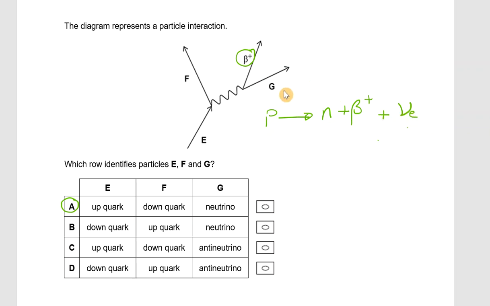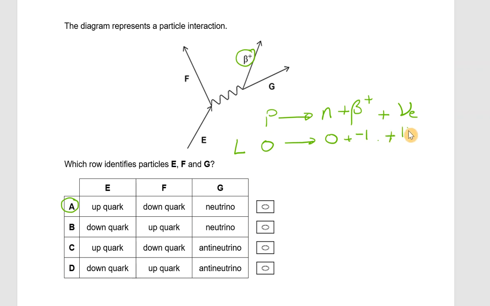However, let's say we don't fully remember this particle interaction. We could work out what this particle is here. We know that lepton number must be conserved. And we also know that a proton is a baryon, so it has a lepton number of 0. A neutron is also a baryon, so lepton number is 0. The beta plus particle is an anti-electron, so it has a lepton number of -1. So whatever this particle is going to be here, it must have a lepton number of +1.